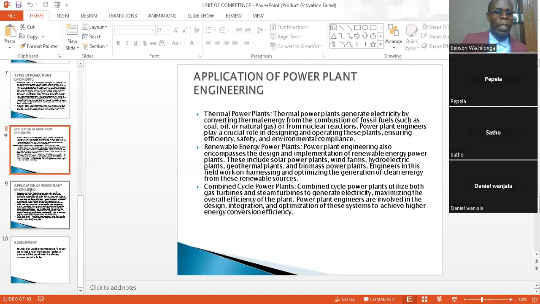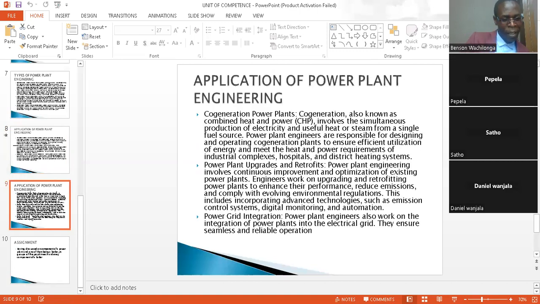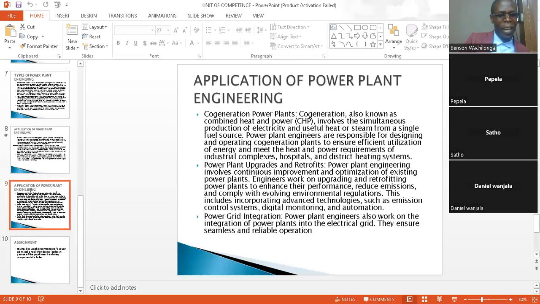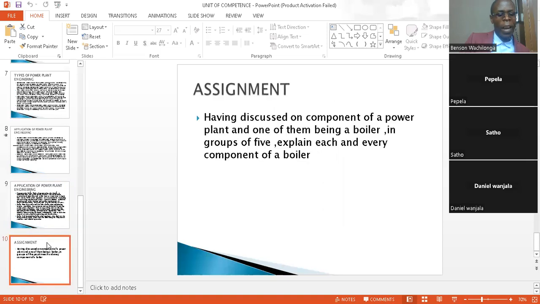Then on our slide number 9, I think everybody's there, we can talk about another application. It's called the cogeneration plant. And then we come to the end of our topic.